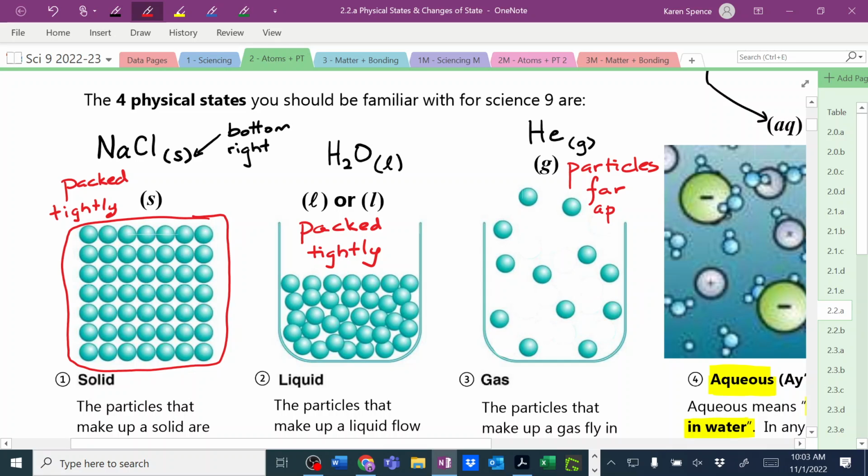Are we okay with the word particle? Do we know what that means? Yes? It could be an atom, it could be a molecule, just a little tiny piece of matter. So we could tell a gas from the others, from a solid or a liquid, because its particles are far apart. How could you tell the difference between a solid and a liquid? Talk with your partner. How could you find the difference between a solid and a liquid?